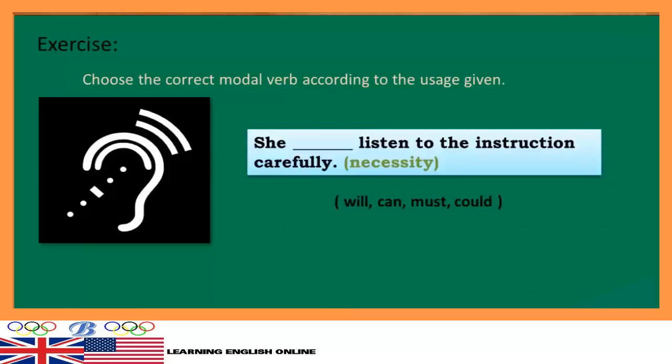Let's go now to our exercise. Choose the correct modal verb according to the usage given. The first one, she blank listened to the instruction carefully. The modal verb needed in this sentence means a necessity. Is it will, can, must, or could? The correct answer is must. She must listen to the instruction carefully. Must is a modal verb which means a necessity.